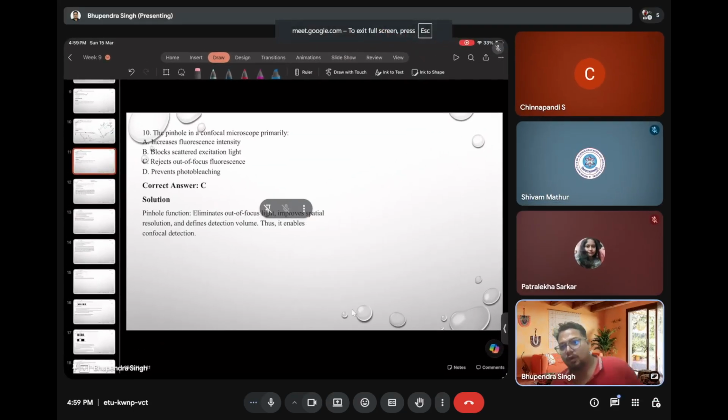So option C is the correct answer. It eliminates the out of focus light, improves spatial resolution, and defines detection volume. Thus it enables confocal detection. So the answer is C.